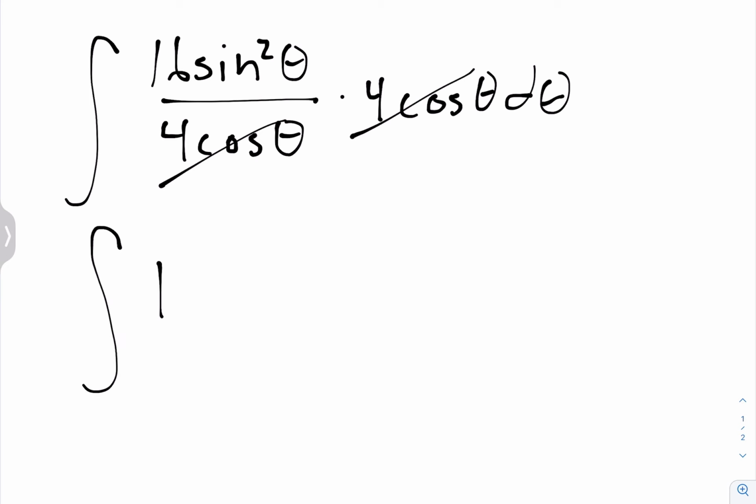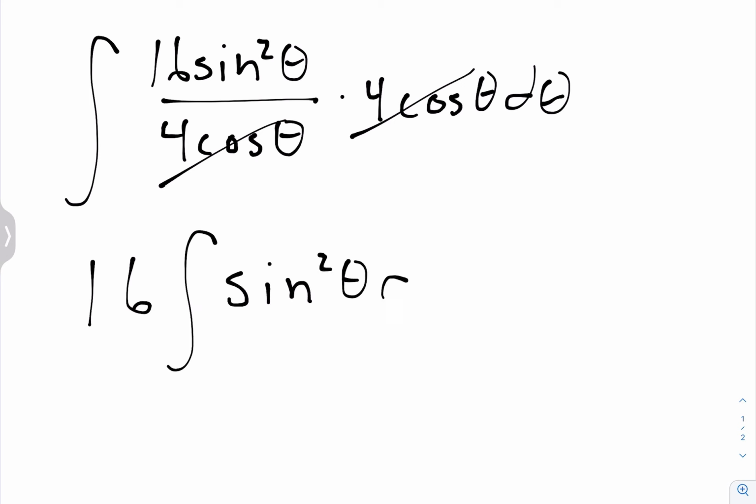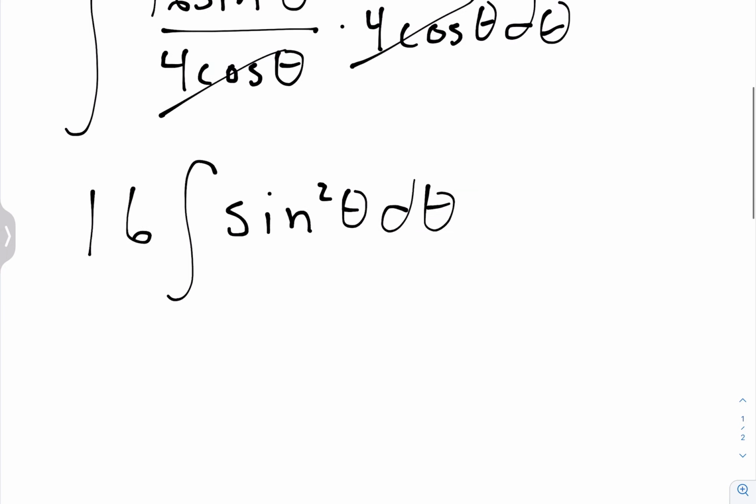So what we have now is 16 sine squared theta d theta, right? And anytime we have a constant, we can just take that out. So it's going to be 16 times the indefinite integral of sine squared theta d theta. Before we plug in something in terms of x for theta, let's actually integrate this. We can integrate sine squared theta by parts, but just for the sake of time, it'll probably take 5 or 10 minutes to do.